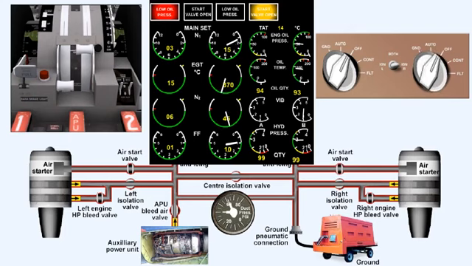At approximately 46% N2, the start switch will automatically move to the off position, and the start valve open light will extinguish. The starter duty cycle is now complete, and the N2 should continue to increase to the ground idle value of between 58 to 62%. When the engine RPM has stabilized at ground idle, the fuel control and, if appropriate, the ignition switch can be released, and the after-start checks carried out.